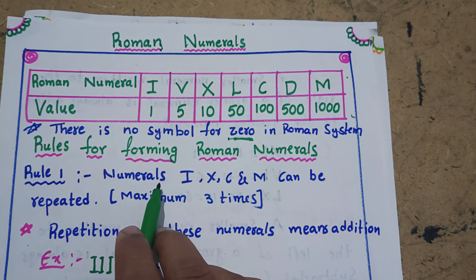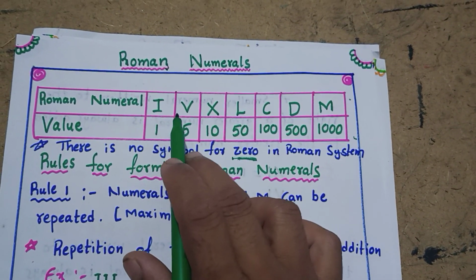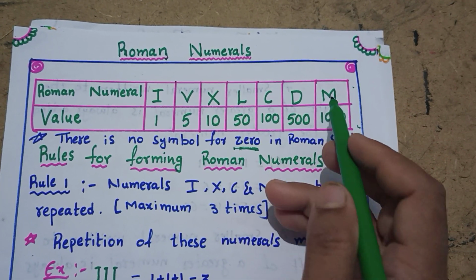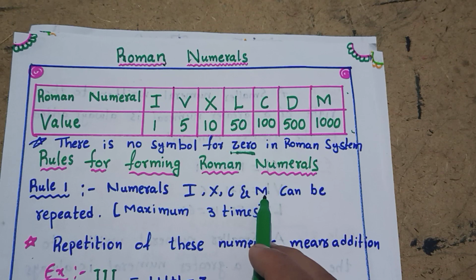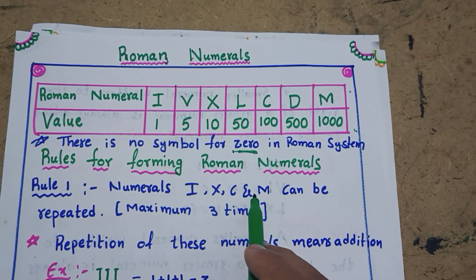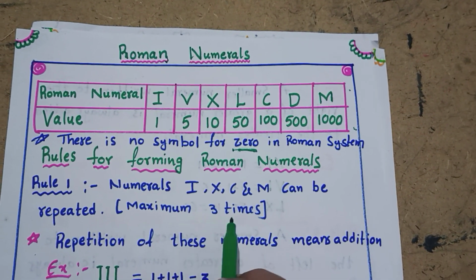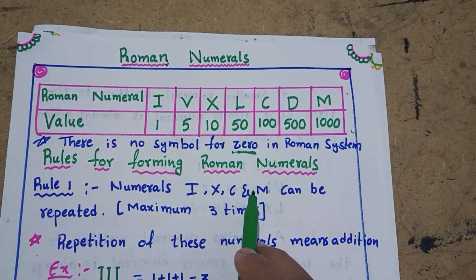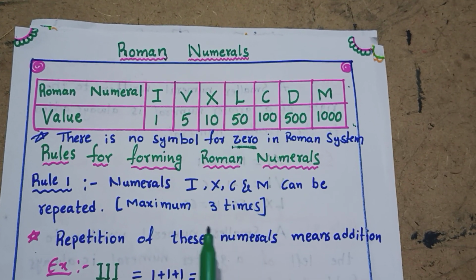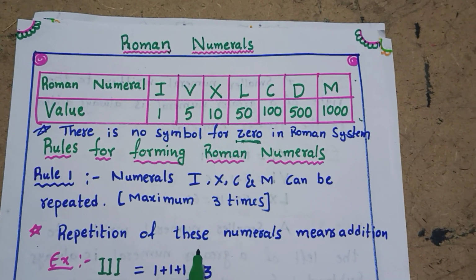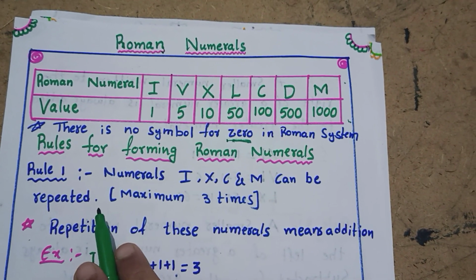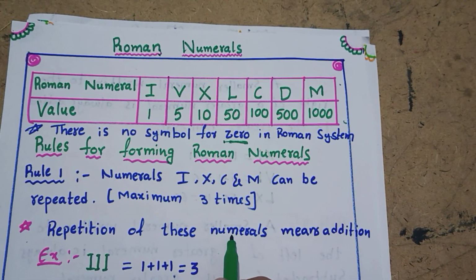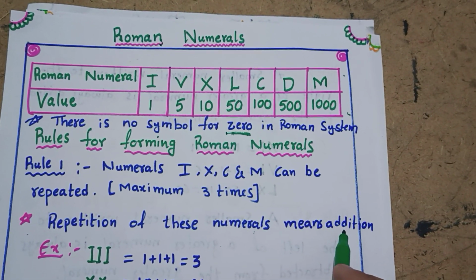First rule: out of the 7 basic symbols I, V, X, L, C, D, M, only I, X, C and M can be repeated, a maximum of 3 times only. This is the first rule. Repetition of a Roman numeral means addition.